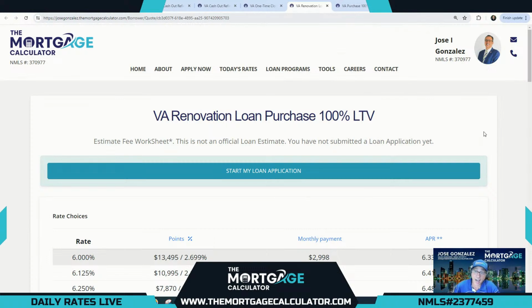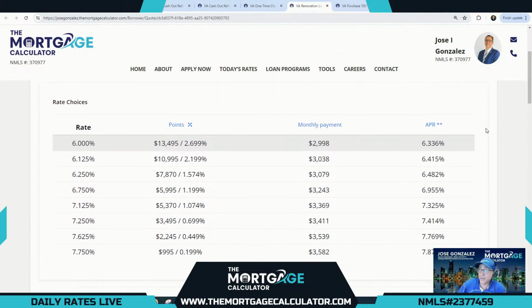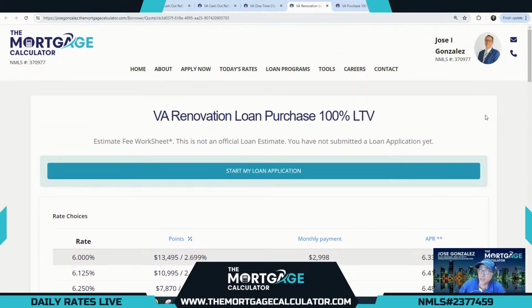So if you can't find your dream home, you can buy and make it your dream home with the same loan. One loan for the purchase and the renovation combined. No need to rack up those credit cards at 32% interest or anything like that. And the rates are also incredible for this option. 7.75 is almost at par, much lower than a 32% interest rate on a credit card. And you can buy that down all the way to 6% at a cost of 2.699 points for a 100% LTV renovation loan.